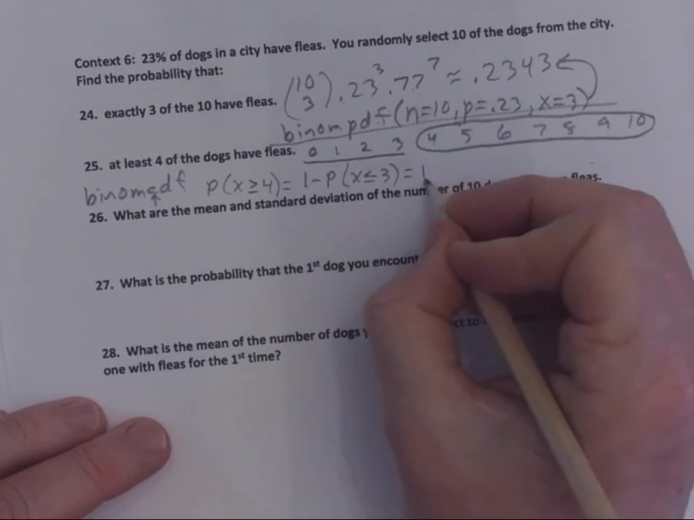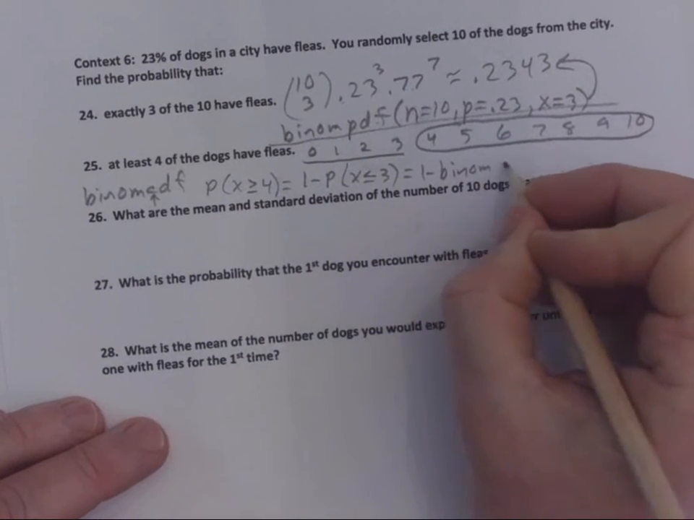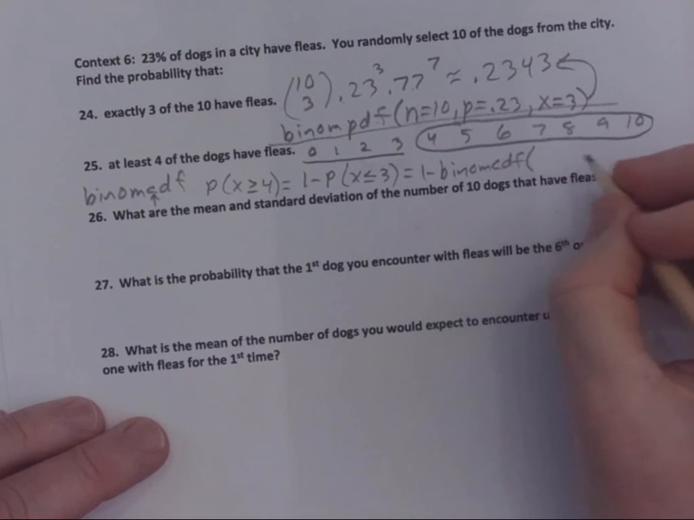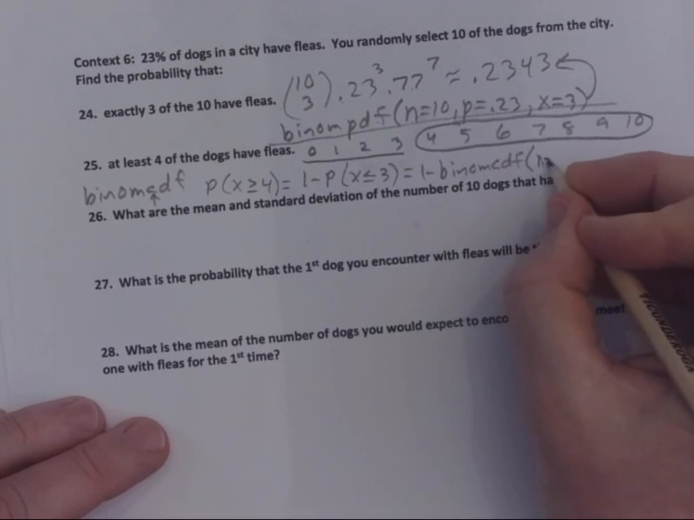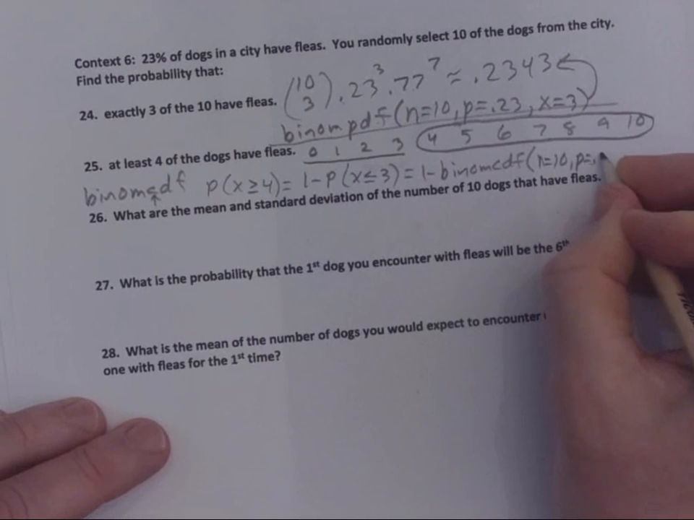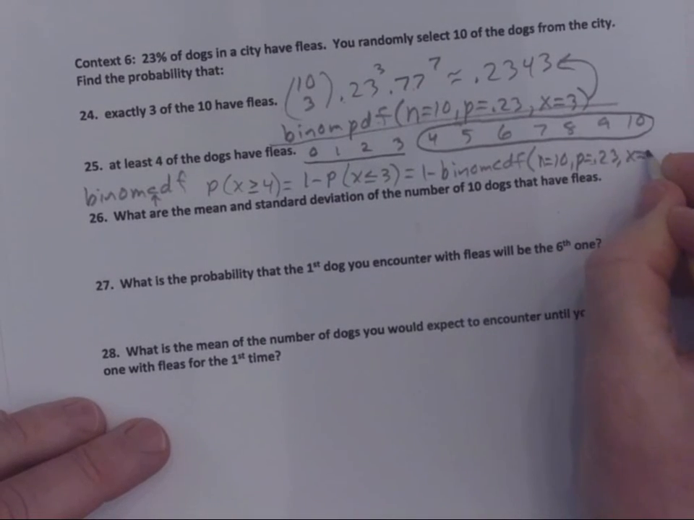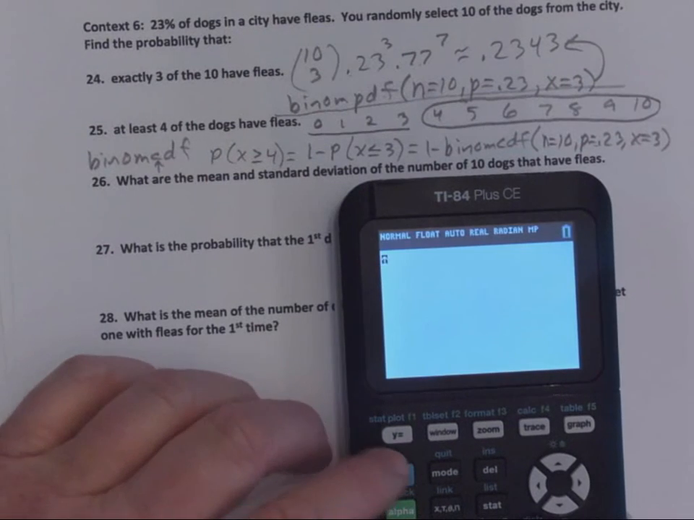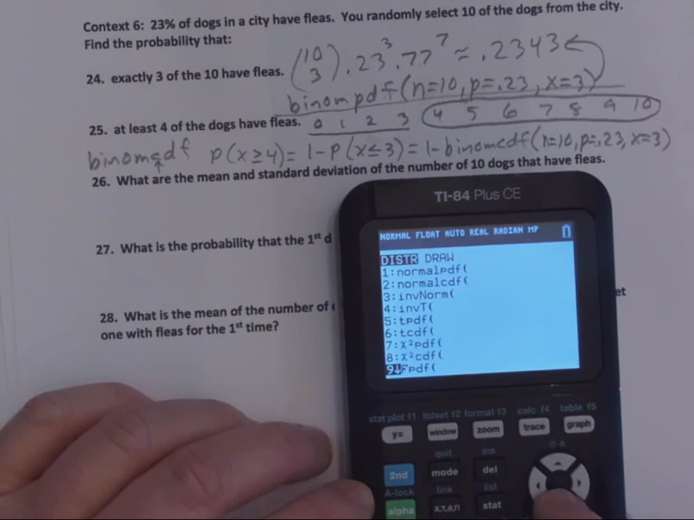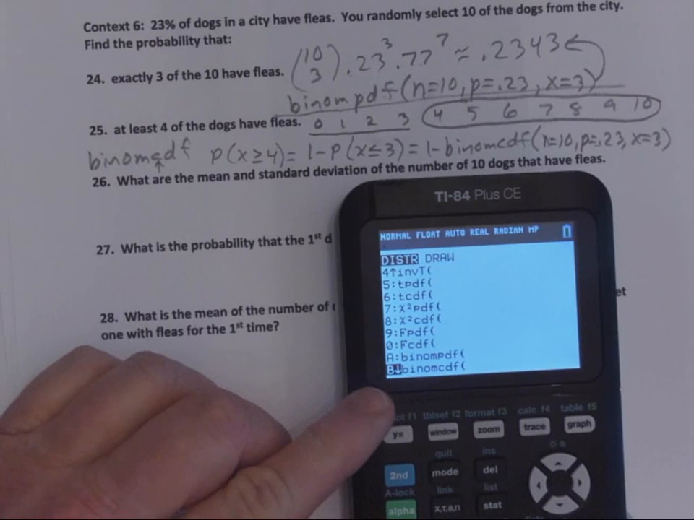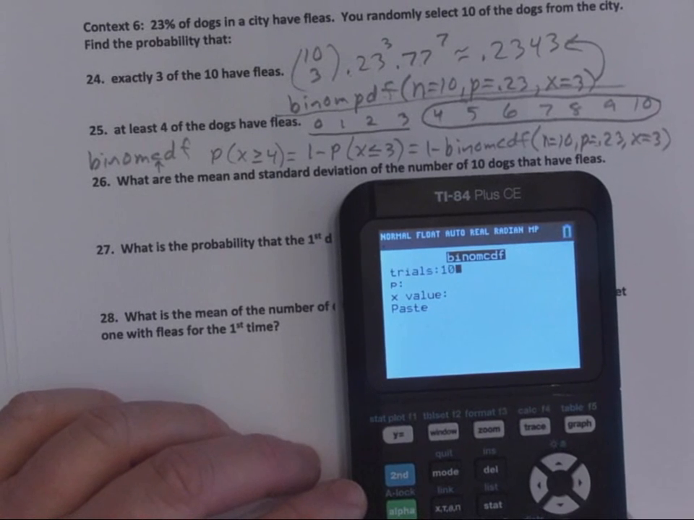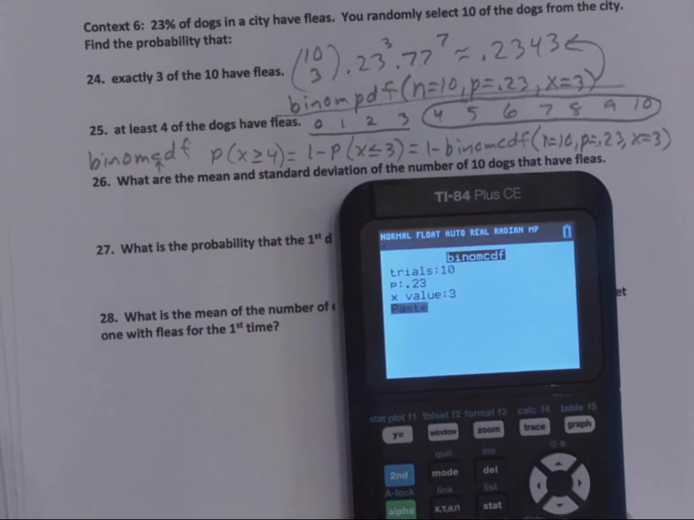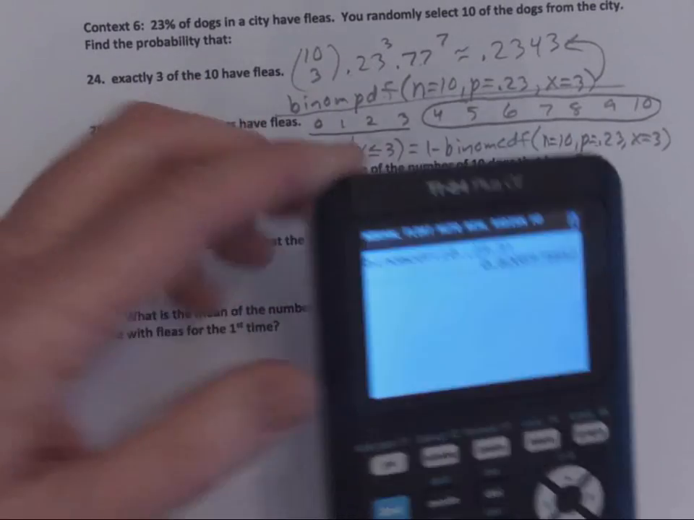And so that is going to be 1 minus binomial CDF, where our N is equal to 10, our P is equal to 0.23, and our X is equal to 3. And so when we do that, we would go second distribution, then go down to binomial CDF, option B. Our number of trials is 10, our probability of success is 0.23, and X, our number of successes, is 3. So this is the probability of 3 or fewer successes, and it's 0.8206.